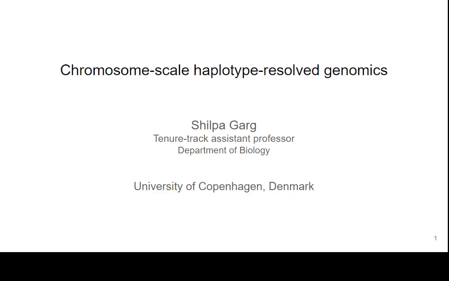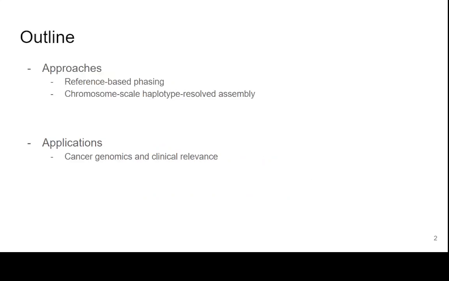Specifically for the latest data types, especially long reads and Hi-C, to produce chromosome-scale haplotype-resolved genomes. So let's get started. Here is the outline of my talk. I'll first present reference-based phasing: what phasing is, and how we can perform phasing in the space of a reference genome, for example in humans, where we already know the reference genome.